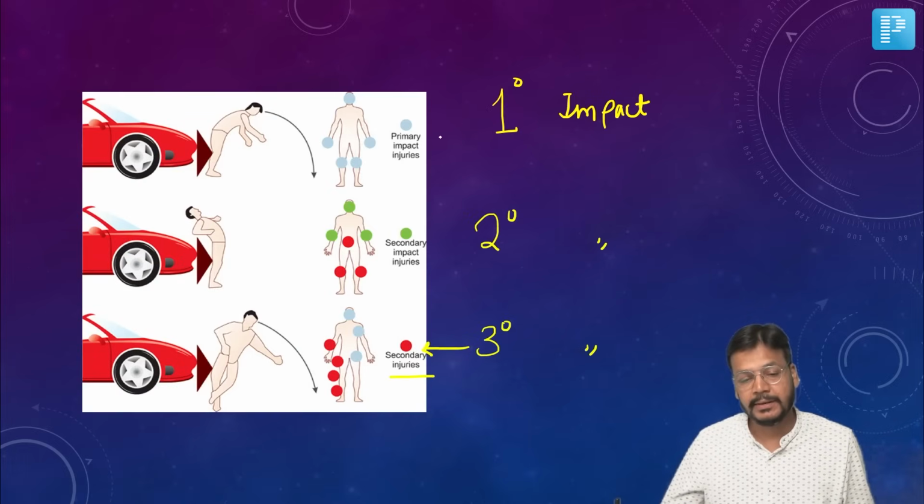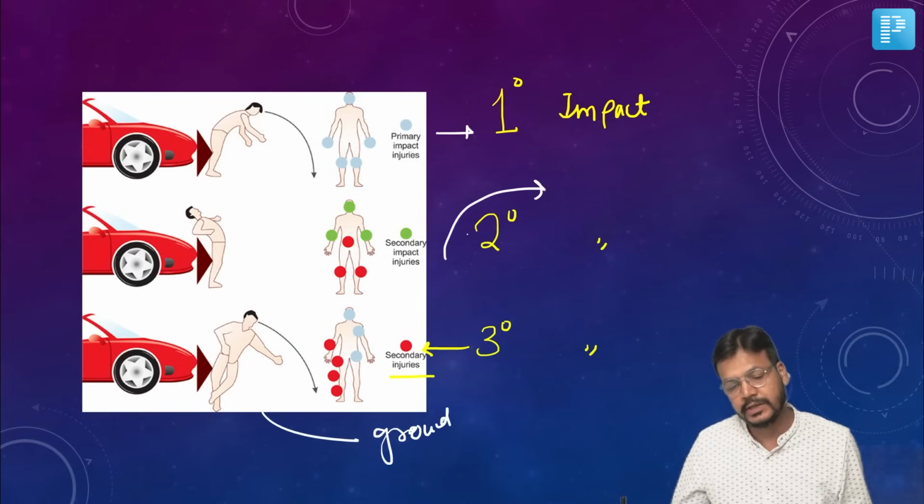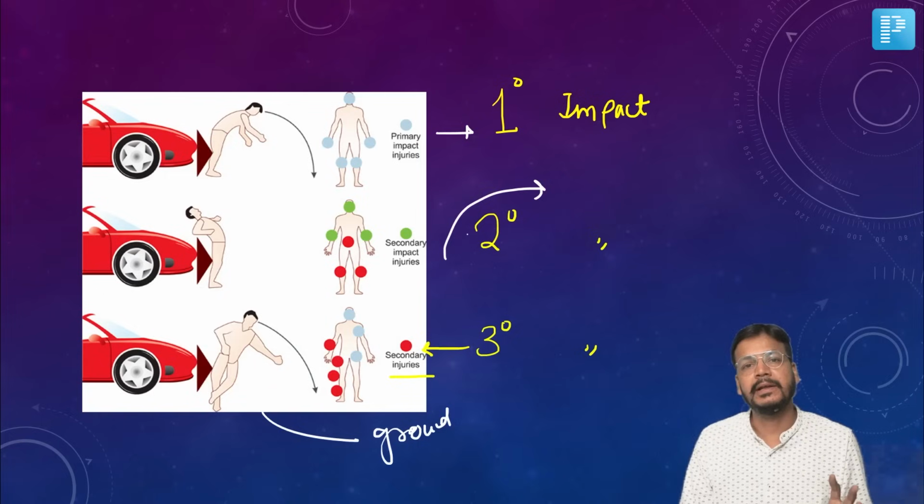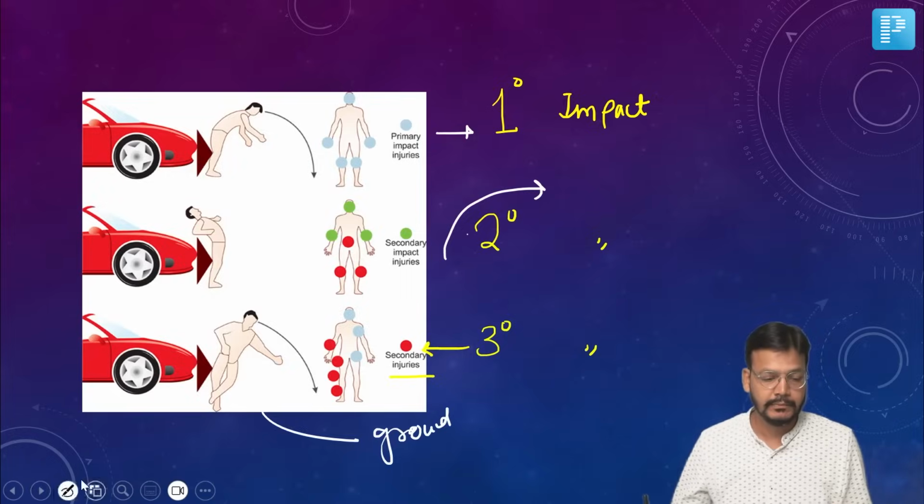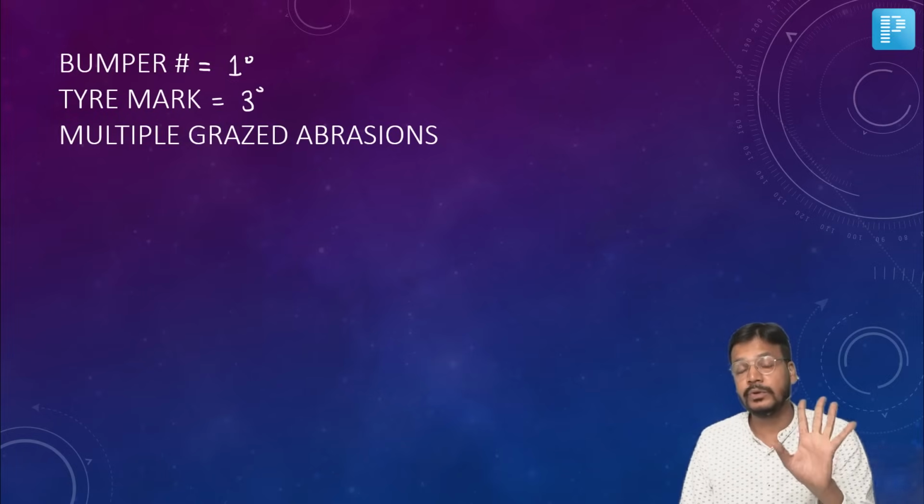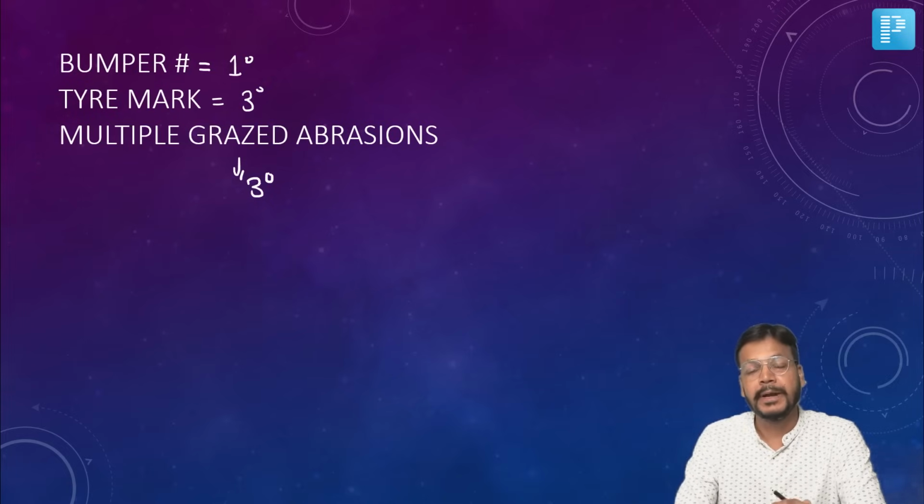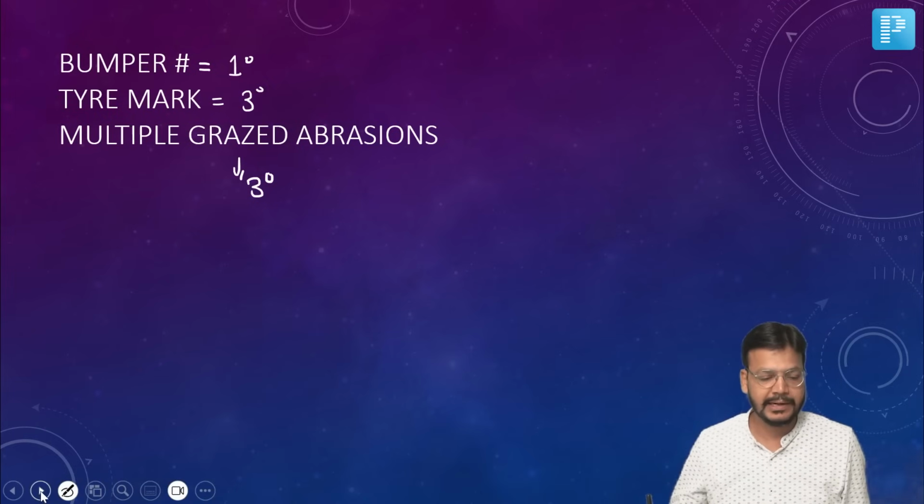This I already told you. Primary impact injury, leg is the most common. Then you go to the glass or bonnet, that is a secondary impact, and then you are hitting the ground. And I told you two injuries, that's a tire mark or multiple grazed abrasion. Tertiary impact, another name is secondary injury. Sir, so I told you bumper fracture, primary impact; tire mark, tertiary impact. Tertiary impact is also known as secondary injury. And multiple grazed abrasion is another tertiary impact. Remember, sir, primary impact, secondary impact, tertiary impact is a secondary injury.